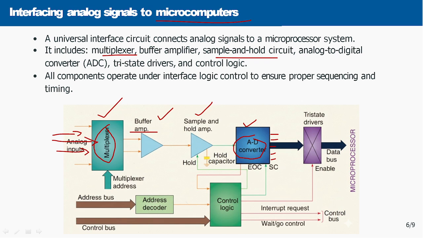Then those signals are sent through tri-state drivers having 3 different states: high, low and high impedance state, that is Z, meaning 1, 0 and Z. Z means disconnected. All components operate under interface logic control to ensure proper sequencing and timing. Now all these devices, all these blocks, are controlled through some control logic.